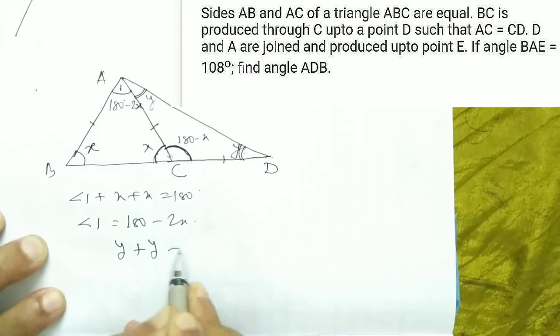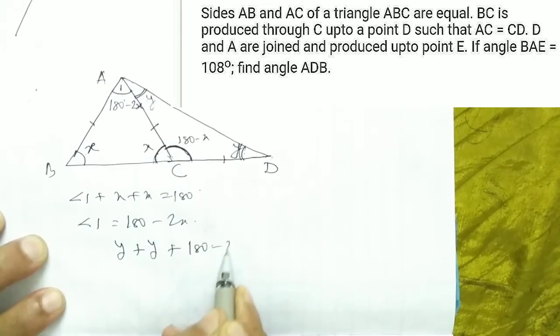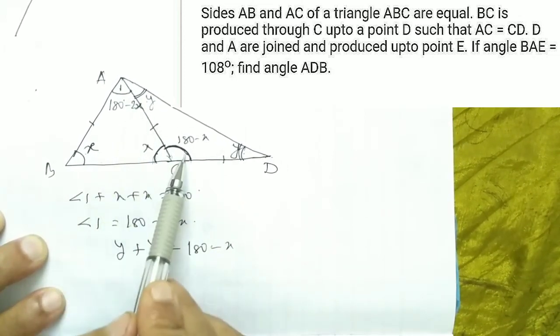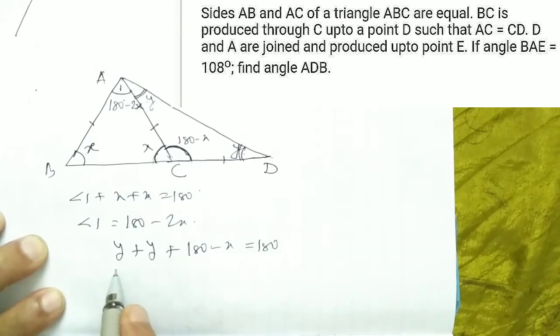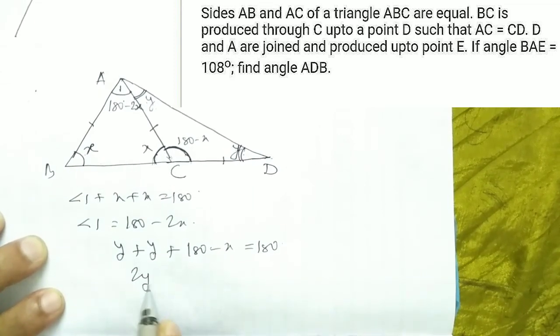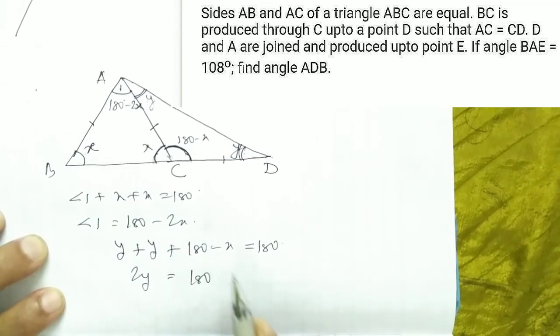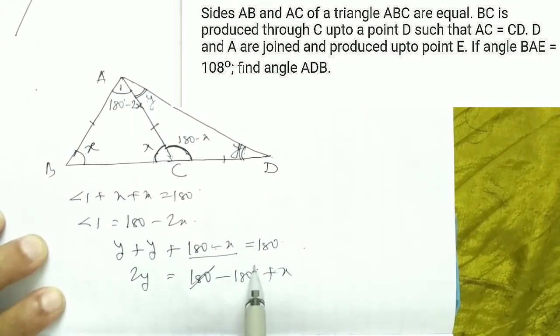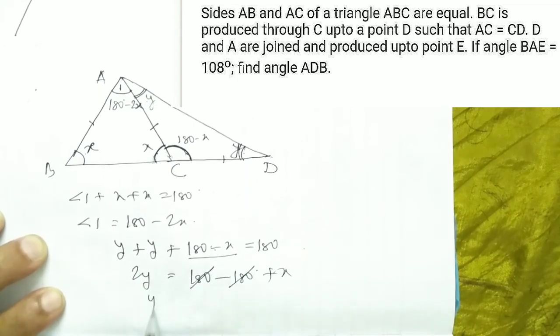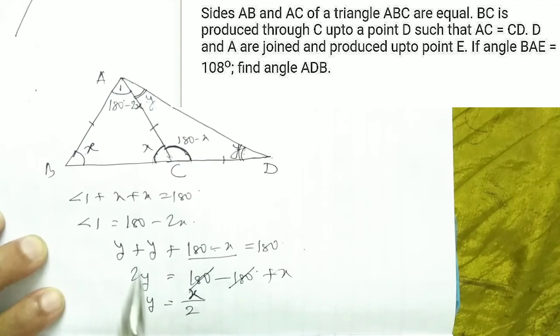Y plus 180 minus X equal to 180. So our target is to find Y. So Y plus Y, 2Y equal to 180 minus 180 plus X. Both these are going to their side. This cancelled. So Y equal to X by 2. Okay, Y equal to X by 2.